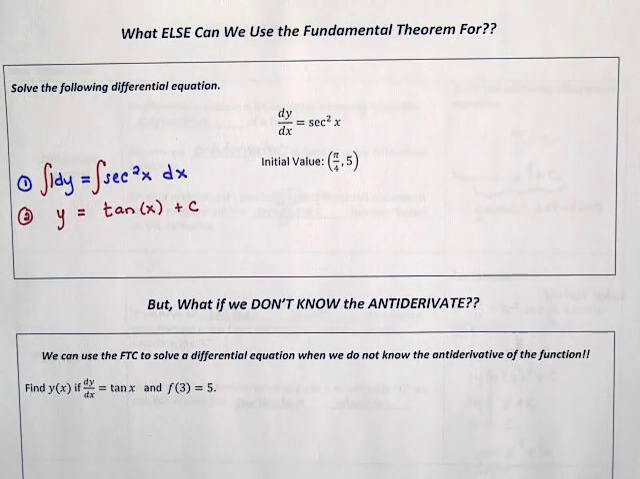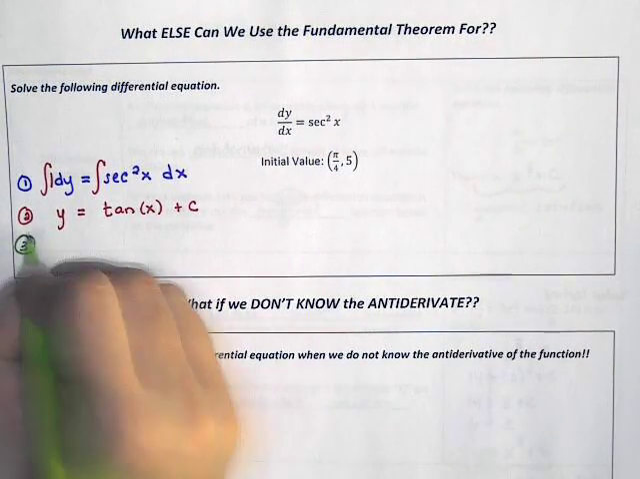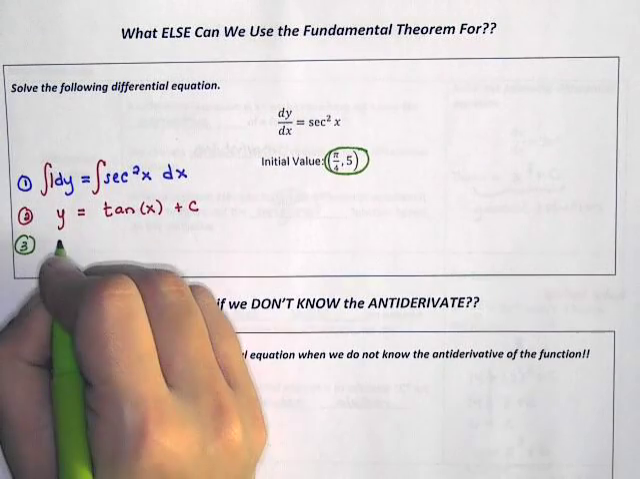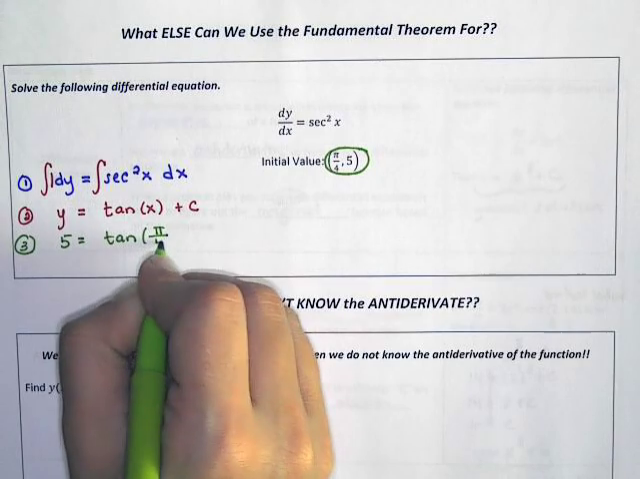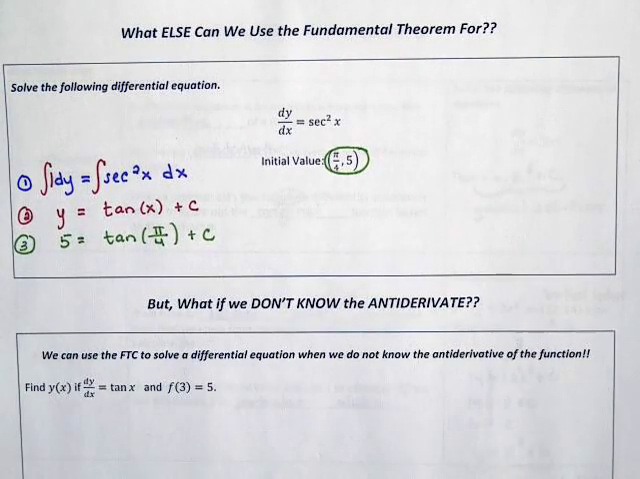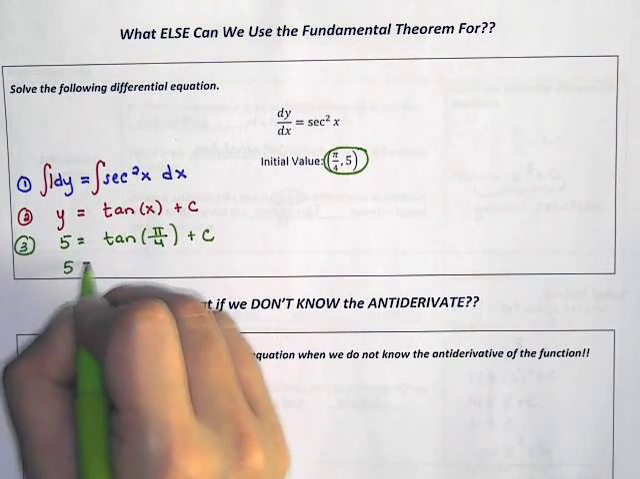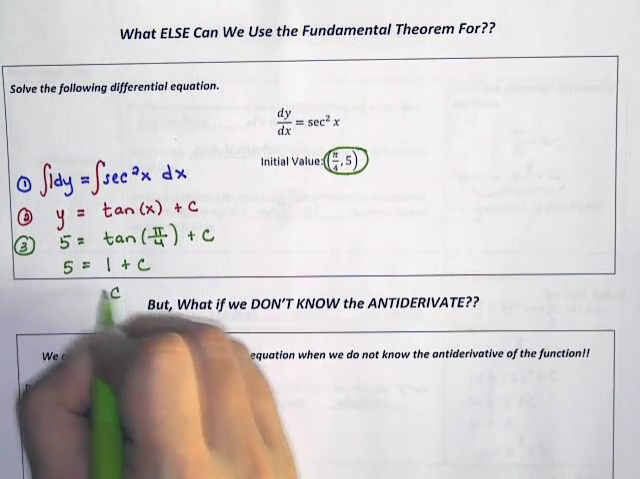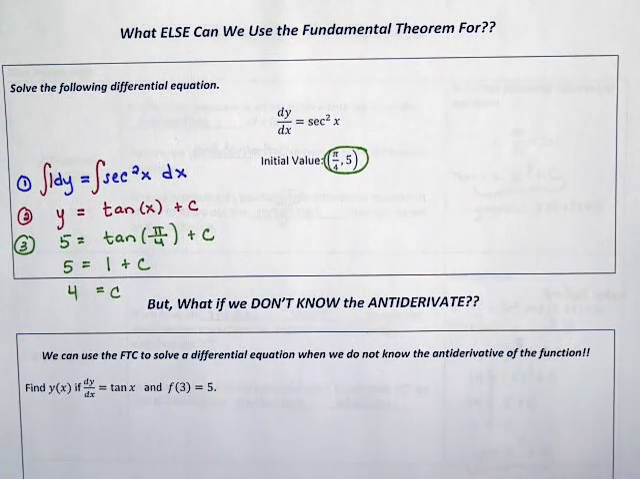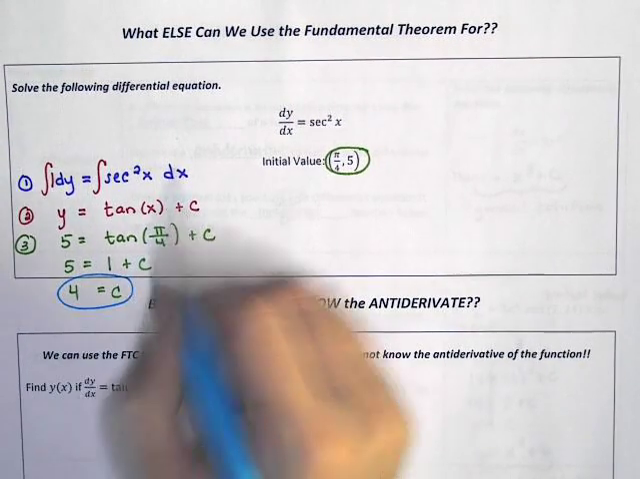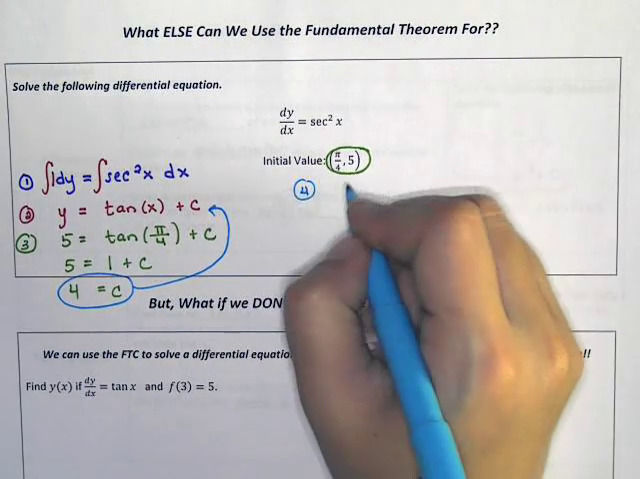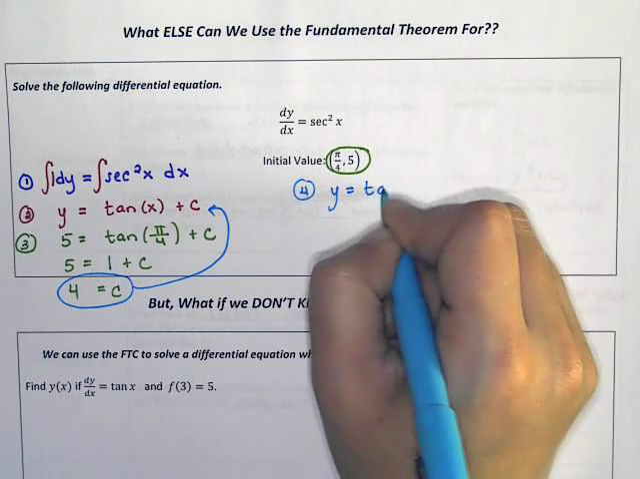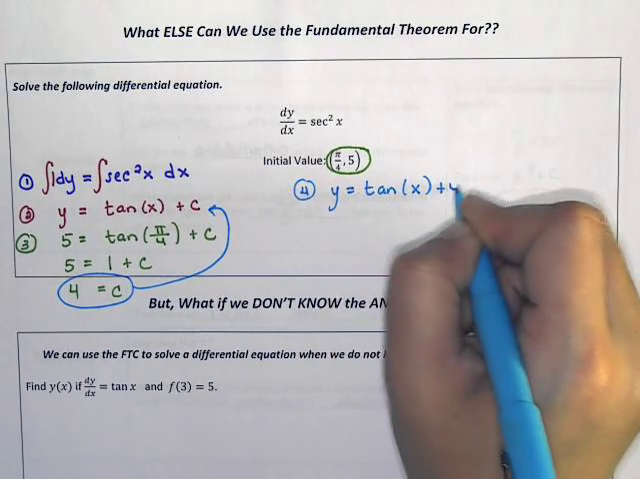Then it says that my initial value is pi over 4 comma 5. So now I would plug in that initial value, and I would have 5 equals the tangent of pi over 4 plus c. Now the tangent of pi over 4 is 1. So c would equal 4, which means my final answer would be the function that I started with here with that c value actually substituted. So my answer would be y equals the tangent of x plus 4.